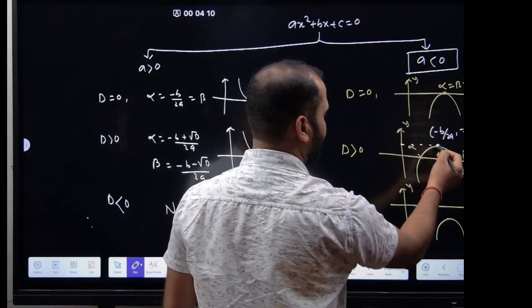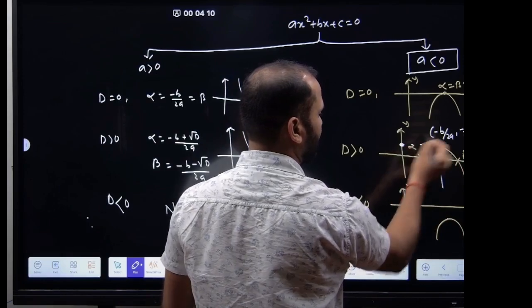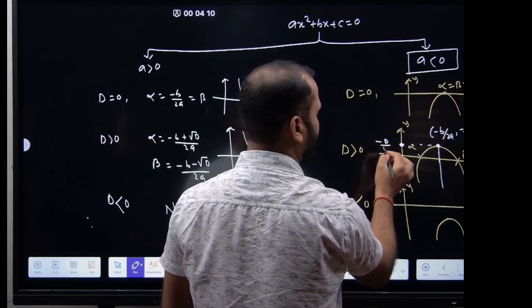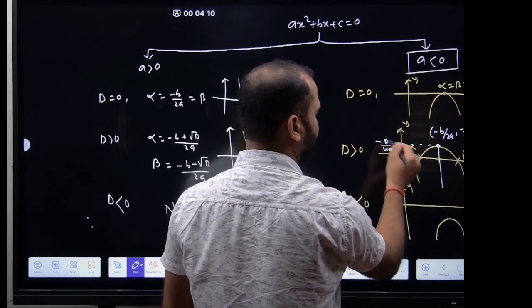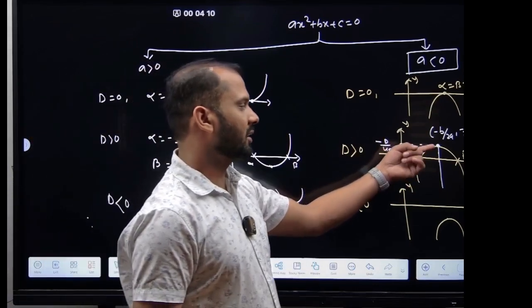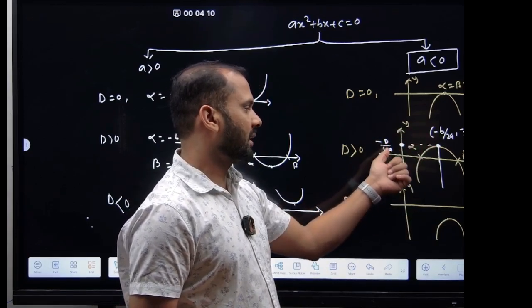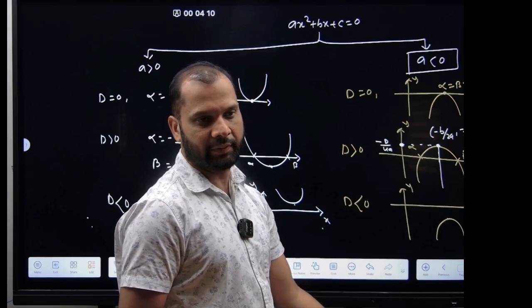Sometimes they will be asking what is the maximum value of this parabola. This is the maximum value, right? How much is it? Y coordinate of that, minus d by 4a. So this is the maximum value, y max. Sometimes they will be asking what is the range. Range means maximum value to the minimum, right? So the range of this parabola will be minus d by 4a to plus minus infinity.